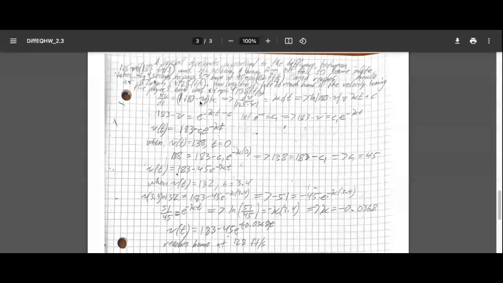So you can set up the equation as dv/dt, because that equals acceleration, equals the absolute value of 183 minus v, the velocity, times a constant k, because it's proportional. And then I separate the variables. I divide by 183 minus v, and then I multiply both sides by dt.